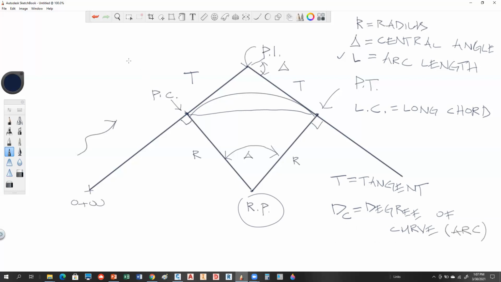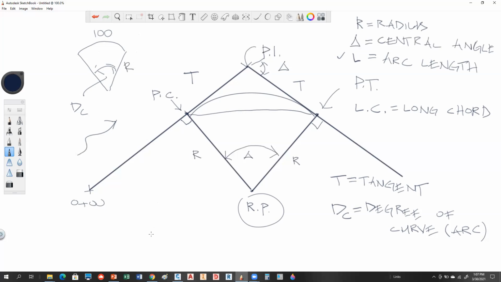Okay, so what this is, if you have a curve like this and the arc length is 100 feet, the angle down here that subtends that is the degree of curve. So degree of curve is the angle that would subtend a 100-foot length of arc. Now, that changes based on whatever your radius is, okay?